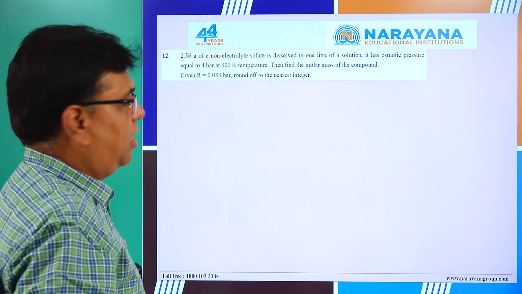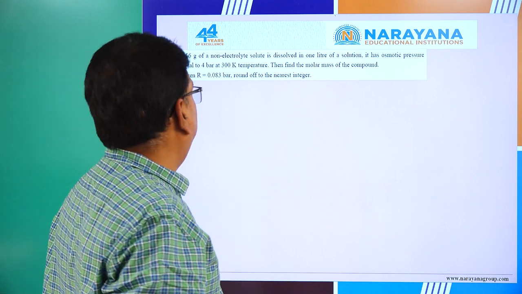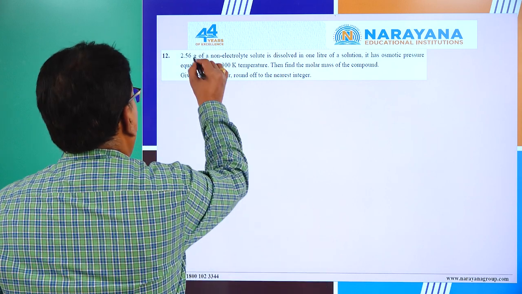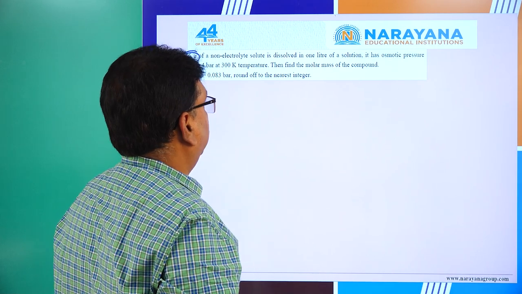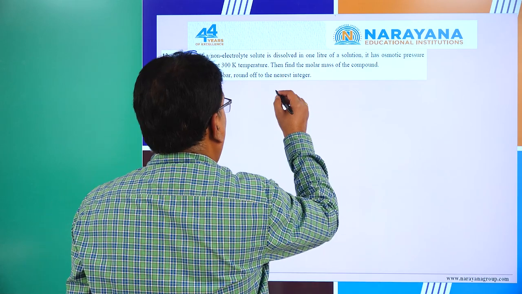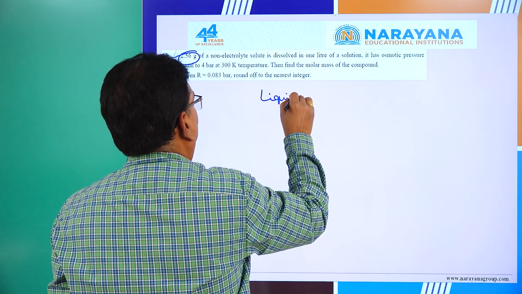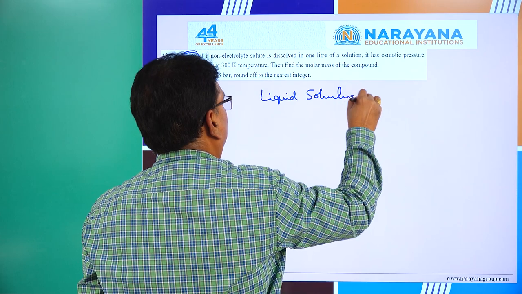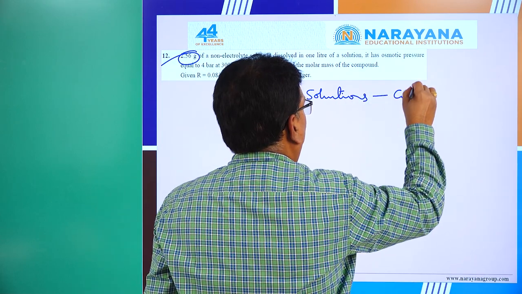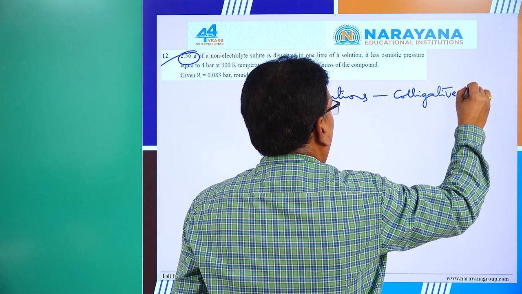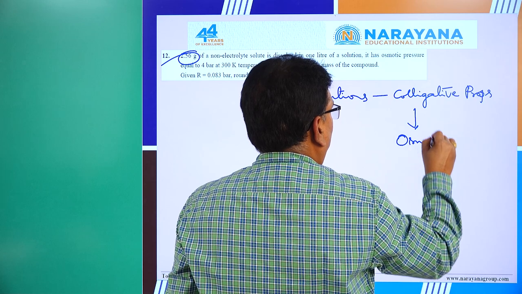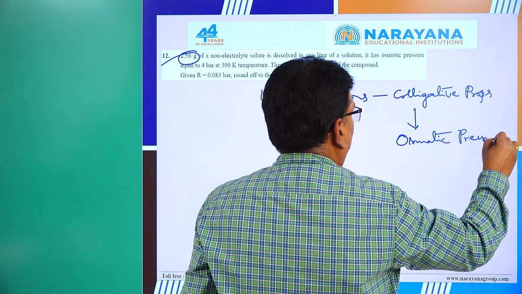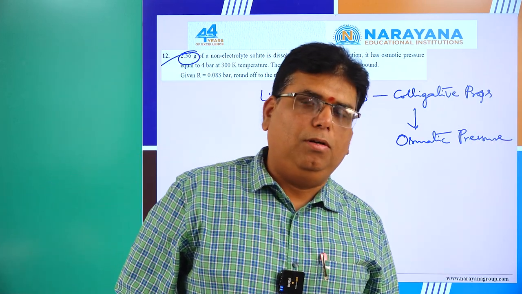Yeah, this is again a physical chemistry part. 2.56 grams of a non-electrolyte solute is dissolved in 1 liter of solution. It has an osmotic pressure equal to 4 bar. So, this is again from the chapter liquid solutions, colligative properties, and in that osmotic pressure is the concept. How do we measure the osmotic pressure in liquid solutions?